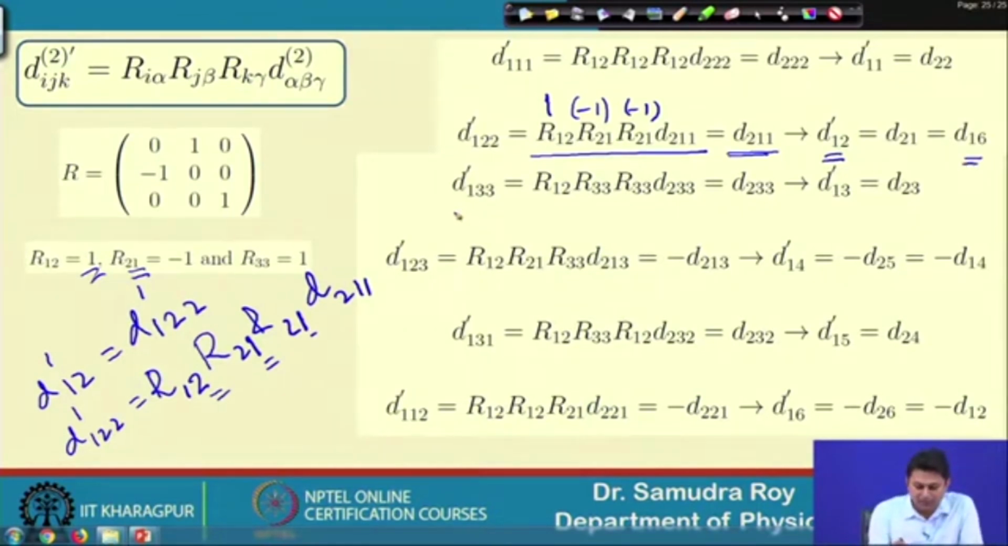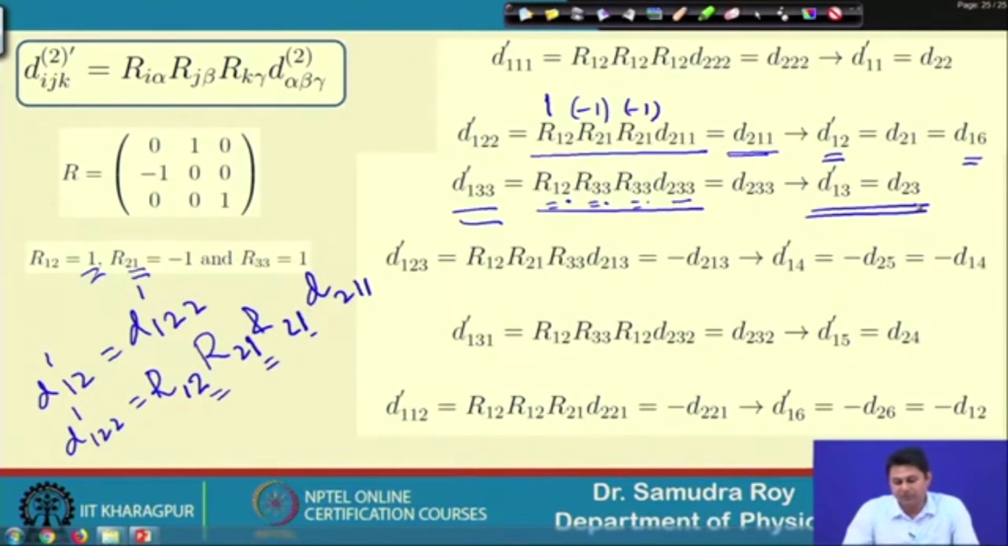Now, what happened to D133, the next term? So, again in the similar way we have to put R1, 3 and 3 here. So, R33 is non-zero. So, I need to put 3 here and once I put R1 I need to put 2, so that we have a non-zero element here, and all the other elements, if you calculate meticulously, you will find will be 0 because of these R matrix components. So, now D233 you need to put. So, from here we can find that D13 prime is essentially D23 in non-prime system. In the similar way we find D123 which is this, D13 which is this and so on.